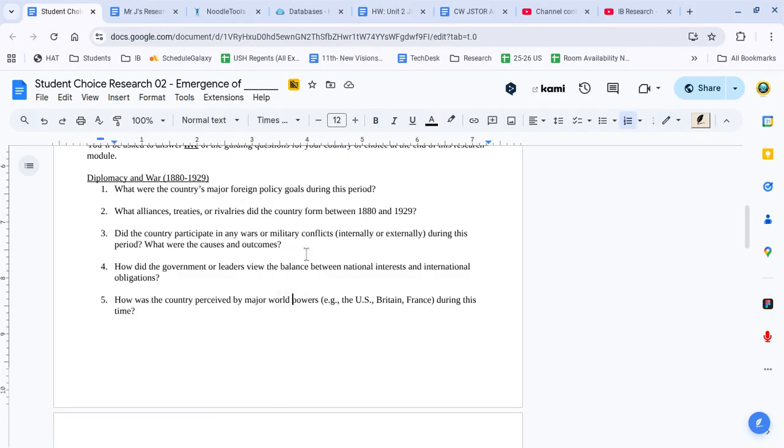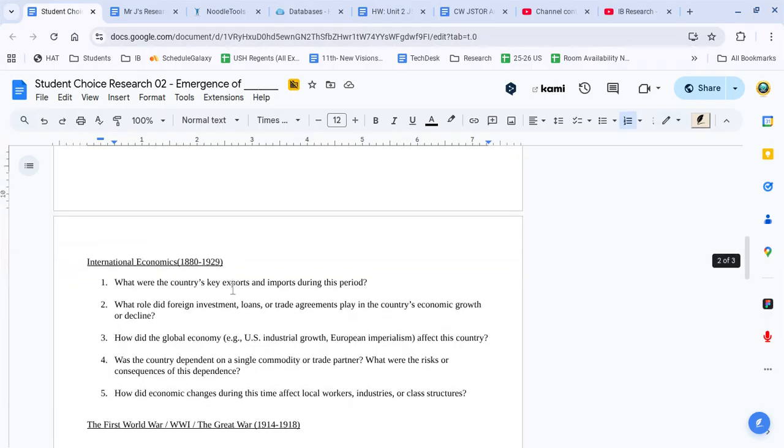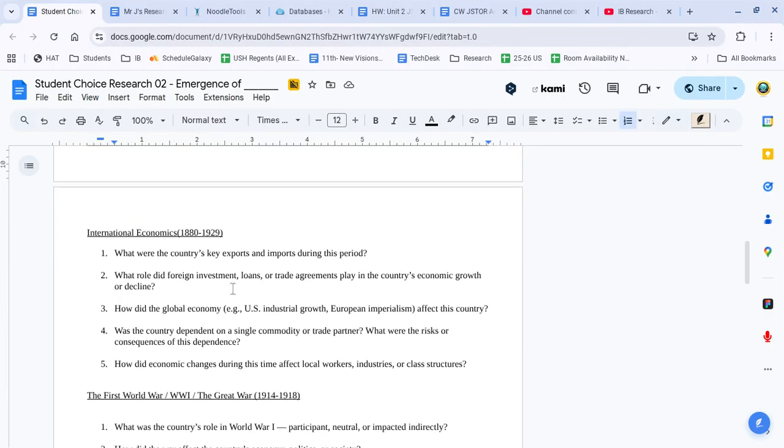Just to go through as a quick overview, we'll do all 3 really briefly here, starting with international economics. What were the country's key exports and imports during this time period? You need to know what's coming into the country, what is leaving the country. What role did foreign investment, foreign loans, or foreign trade agreements play in the country during this time period? Who was investing? Who was trading with your country? And what did that look like? What was the impact there?